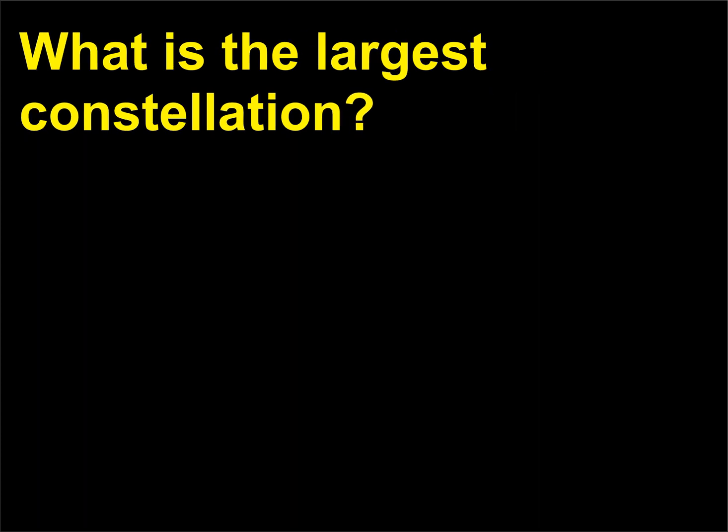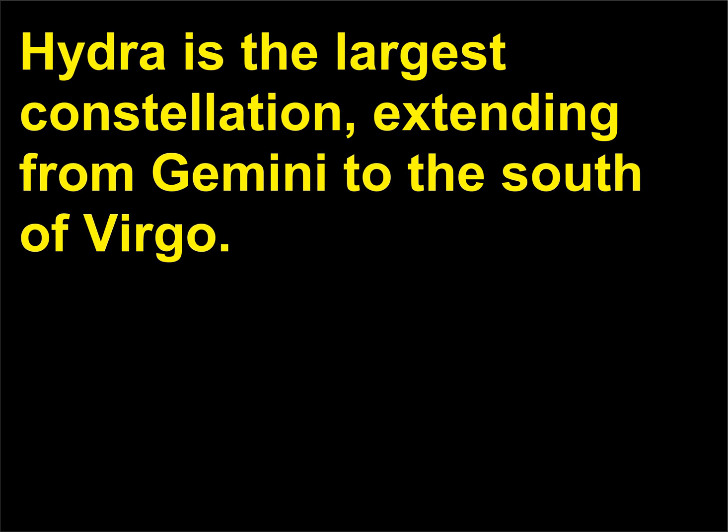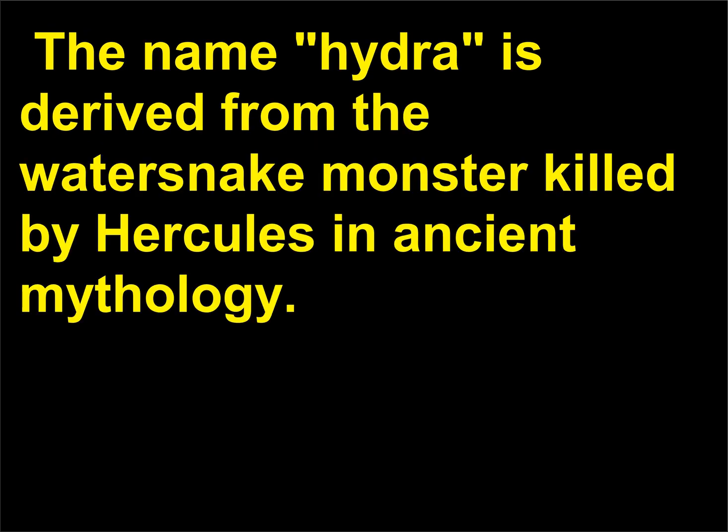What is the largest constellation? Hydra is the largest constellation, extending from Gemini to the south of Virgo. It has a recognizable long line of stars. The name Hydra is derived from the water snake monster killed by Hercules in ancient mythology.